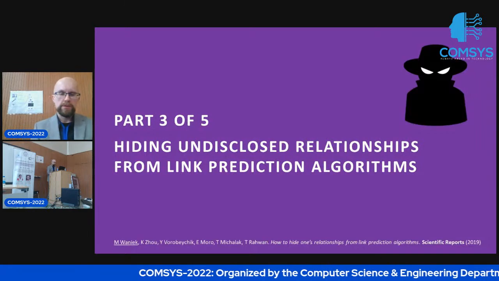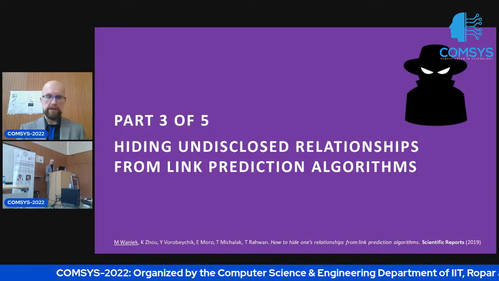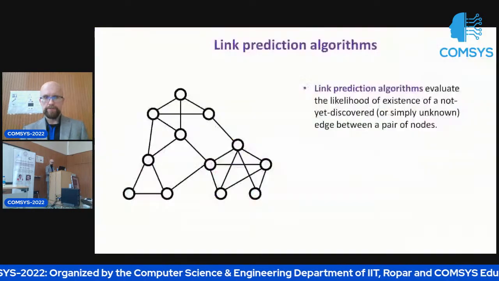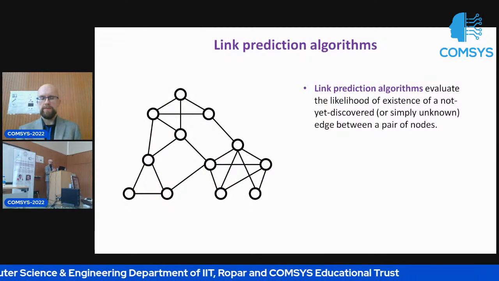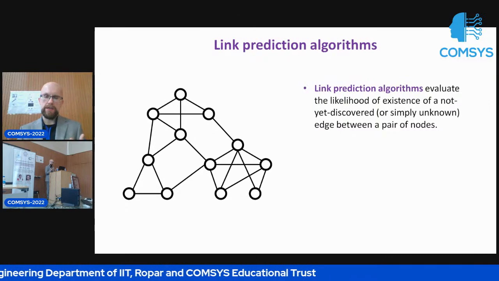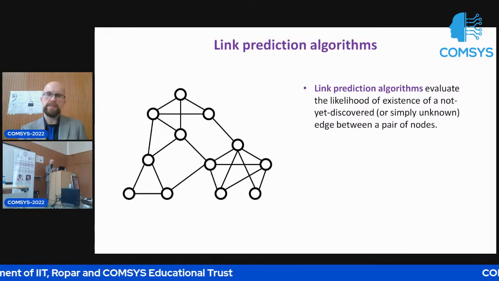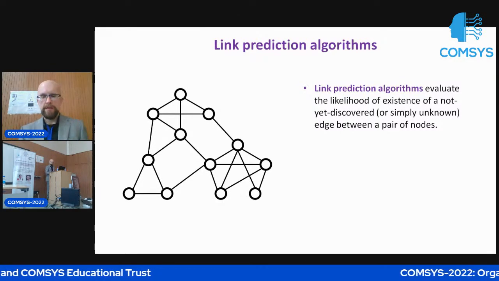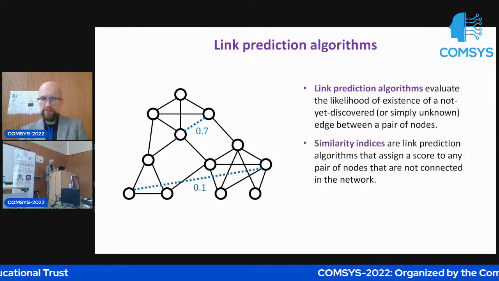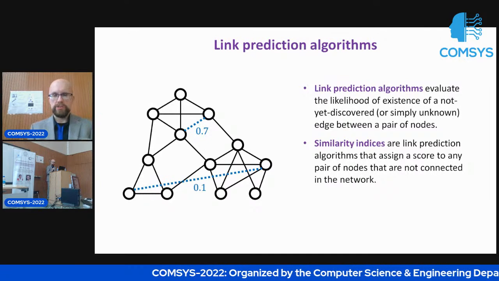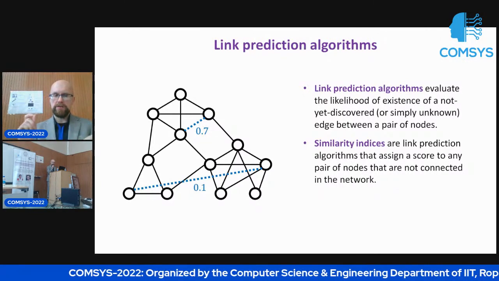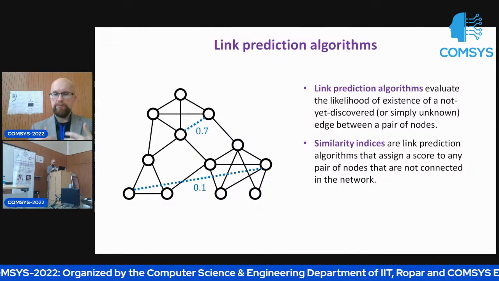Okay. So these were community detection algorithms. Now we move to link prediction algorithms. Link prediction algorithms are methods of evaluating the likelihood that there exists an edge in a network. In particular, we focus on similarity indices, a particular type of link prediction algorithm, which for any pair of nodes that are not connected in a network, assigns a probability.